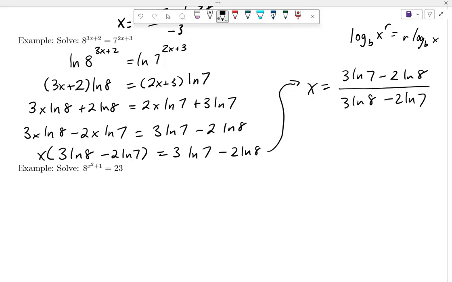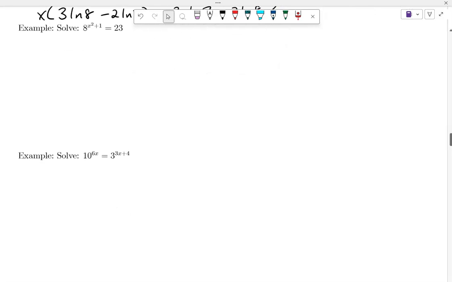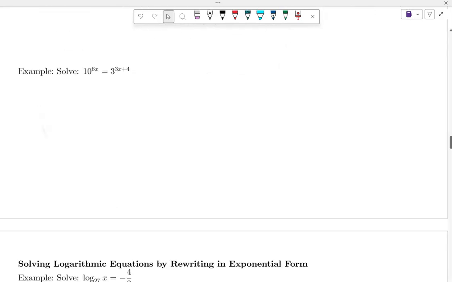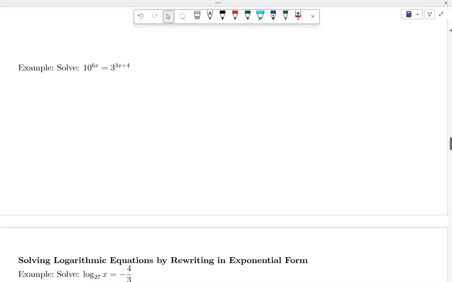Literally, the only new thing is starting with this. Everything else is stuff that you've already done before. There's nothing else new. All right. Skip over the next one for the time being. Do the last one, this 10 to the 6x equals 3 to the 3x plus 4. Work on that one for a minute, then we'll chat about it.